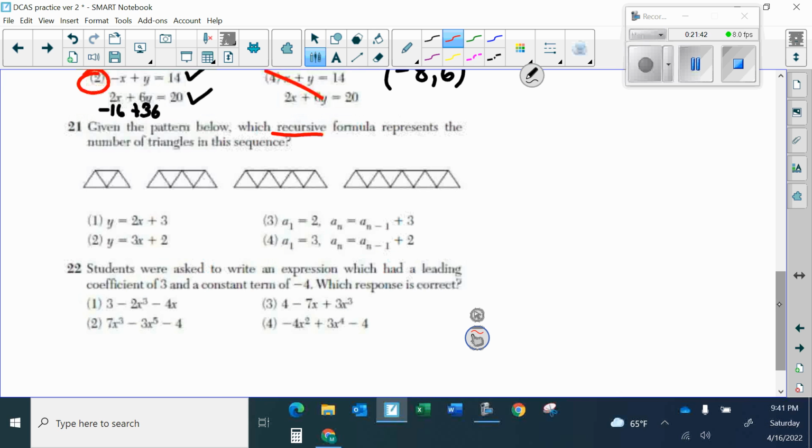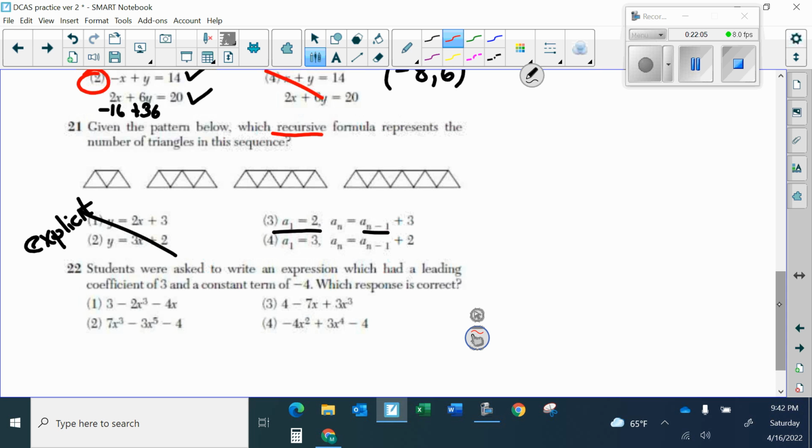All right, here's our recursive formula. Given the pattern, write a recursive formula. So first off, those two are not recursive. Those are called explicit formulas. So you have to remember a recursive formula has the a sub 1 and it has an a sub n minus 1 involved in it. So it can only be 3 or 4 to begin with.